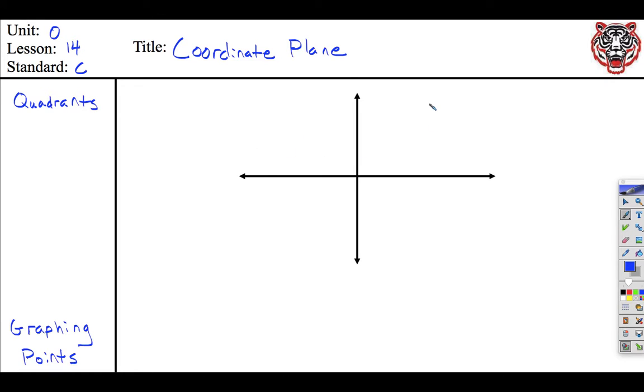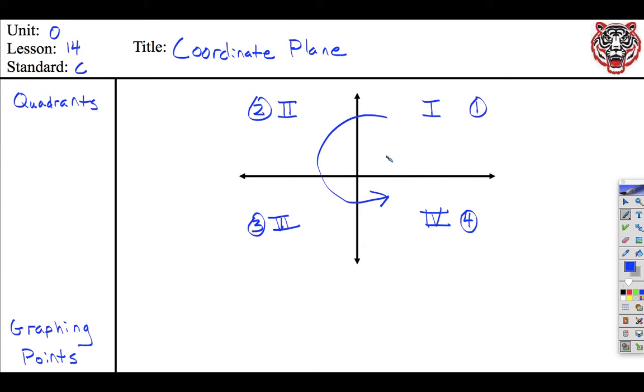So quadrants. This is quadrant 1, quadrant 2, quadrant 3, and quadrant 4. These are all Roman numerals. If you don't like Roman numerals, you can say that this is 1, 2, 3, and 4, but generally speaking, mathematicians usually use Roman numerals to label the quadrants. So you start in the top right, and then you go counterclockwise to get to quadrant 4.